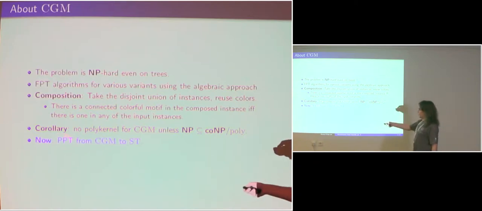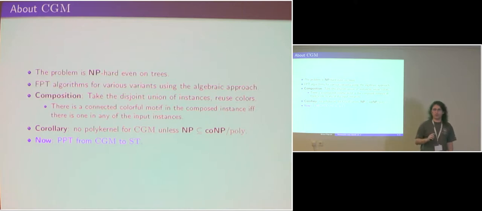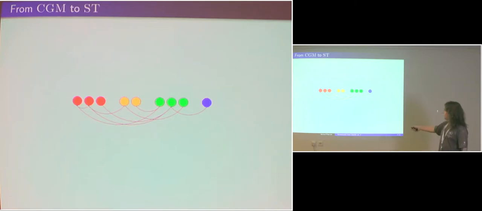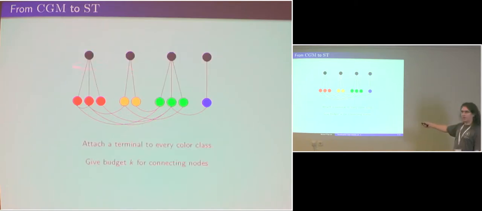So now, what I will show is a polynomial parameter transformation from colorful graph motif to the STEINER tree problem. So this is a reduction from colorful graph motif to the STEINER tree problem. Let me start with the instance of colorful graph motif. It's exactly the same instance that we had on the previous slides, just drawn in a slightly different way. What I do is add one terminal per each color and connect it to the nodes of that color. These black nodes are terminals now. And I ask whether it is possible to connect all terminals by buying at most k non-terminals.